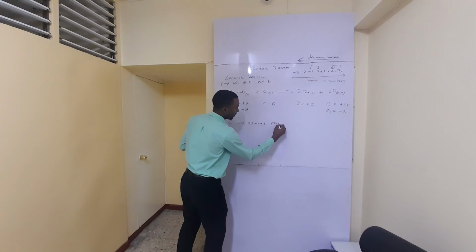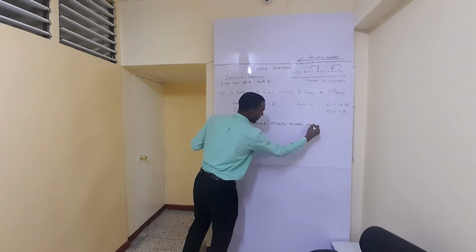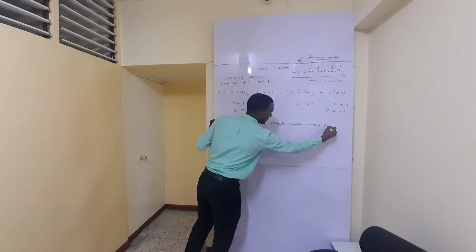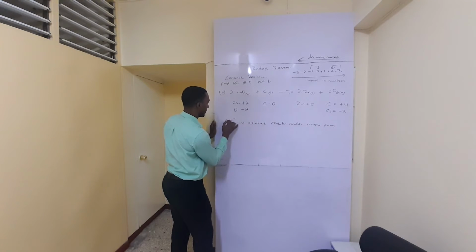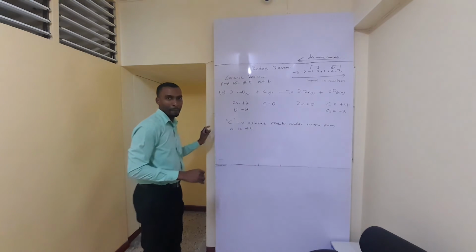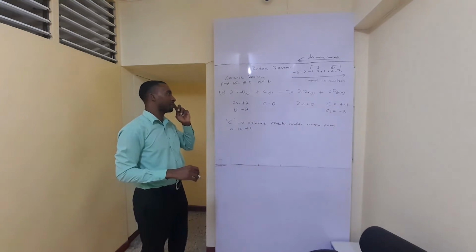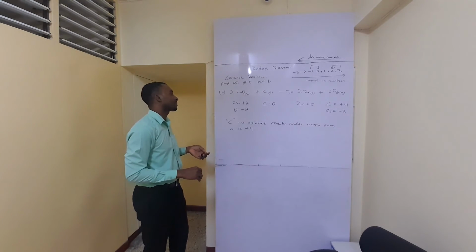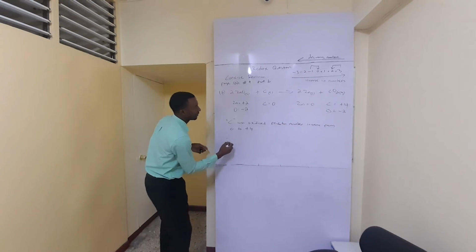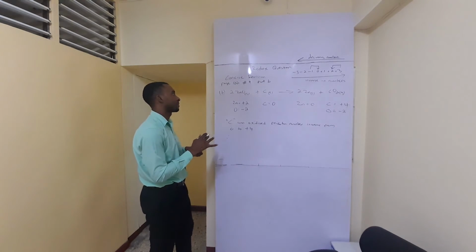The oxidation number increased from 0, so this is carbon here, right? To plus 4. So the carbon was oxidized, right? In this case, what would be the oxidizing agent then? So it's CO2. Therefore, CO2 for the oxidizing agent.